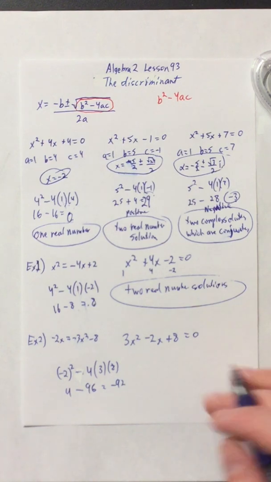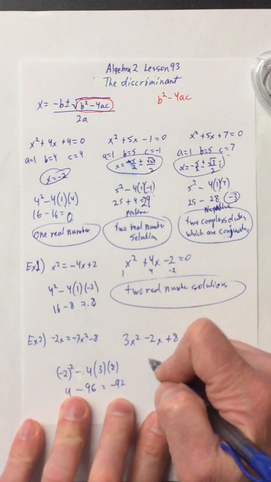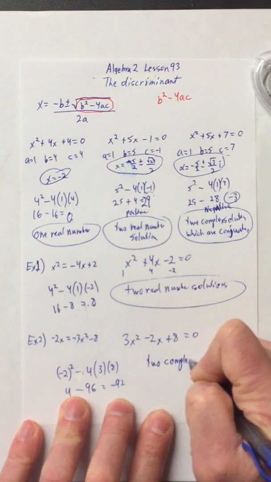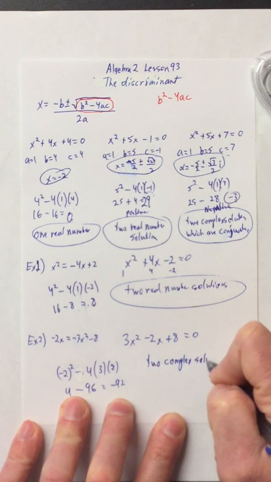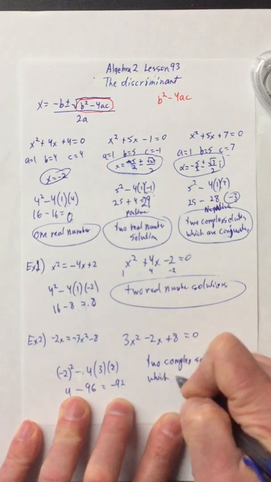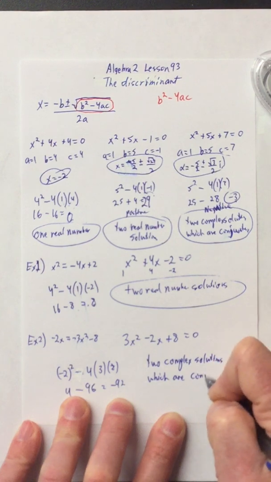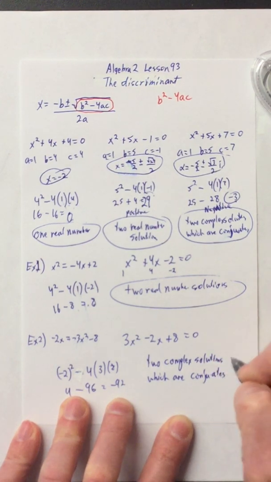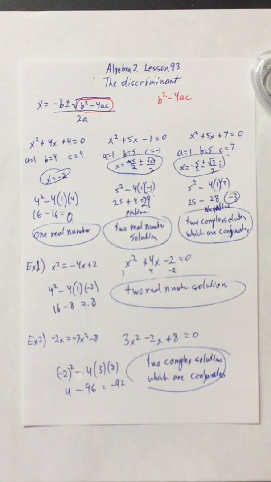Therefore, my answer to my problem as identifying is 2 complex solutions which are conjugates. All right, there we go. Answer to example number 2.